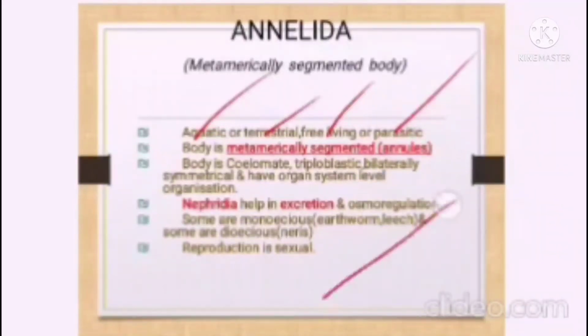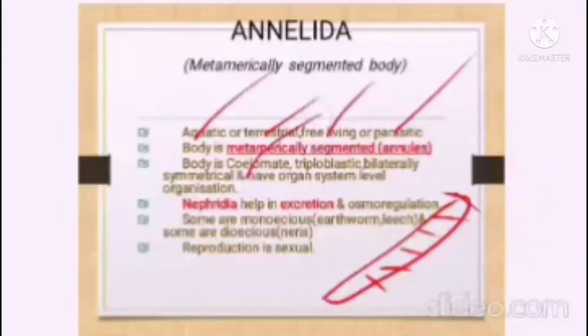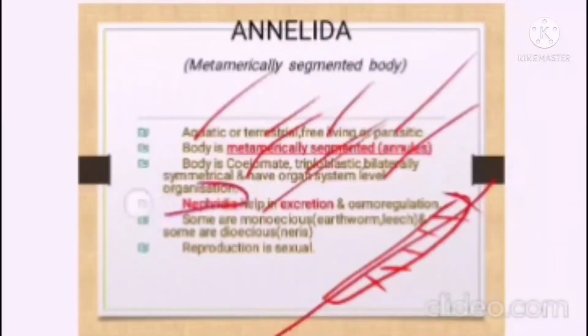Metamerically segmented. Metamerically segmented means what? They are having segmentation. Correctly, they are divided into many segments. Okay, those segments we call annuli. Body is coelomate, contain body cavity filled with fluid. Triploblastic, ectoderm, endoderm, mesoderm present. Bilaterally symmetrical, can divide into two equal halves in one plane, and have organ system of organization. Nephridia are structures which are present in them, and they help in what? Excretion. Okay, as well as regulating their body water content.